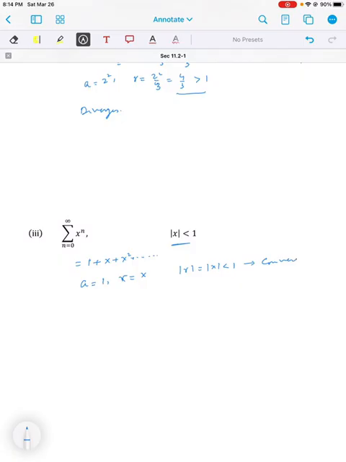The series is convergent. Now we want to find the sum, or the value, of the series. So this will be equal to a over 1 minus r, which means 1 over 1 minus x. This is how you find the sum of a geometric series if it is convergent.